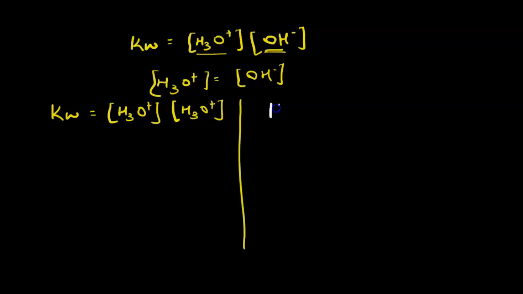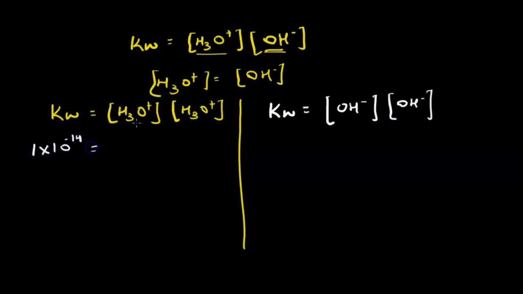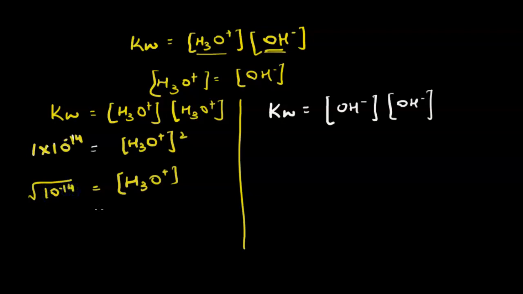So it's basically H3O positive times H3O positive. And another way we can write is Kw is equal to, in place of H3O positive ion, we replace it with OH negative ion. We know Kw is 1 times 10 to the power negative 14, which is equal to H3O positive times H3O positive, and this can be written as H3O positive squared. Therefore, the H3O positive concentration would be equal to the square root of 1 times 10 to the power negative 14. We take the square root of 10 to the power negative 14, and the result will be 10 to the power negative 7.